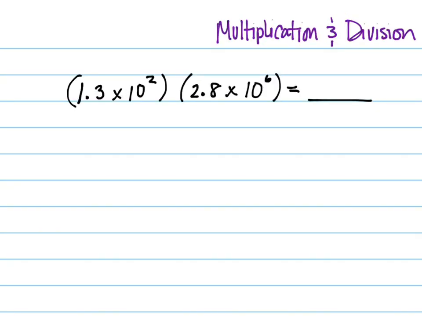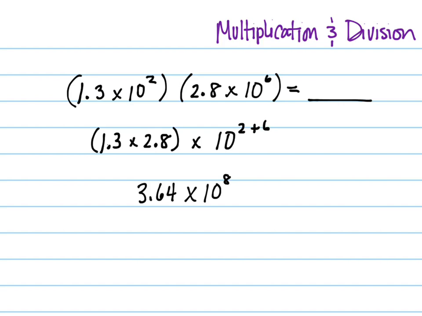Let's start with 1.3 times 10 to the 2nd times 2.8 times 10 to the 6th. Well, we don't have to do anything with those powers of 10. We can just multiply the coefficients, then add the exponents on the powers of 10, and we get a raw answer of 3.64 times 10 to the 8th. Again, you don't know the rules for rounding yet, but we'll just assume that we can keep the same number of digits we started with. So our final answer would be 3.6 times 10 to the 8th. These are easy. Everybody loves these.